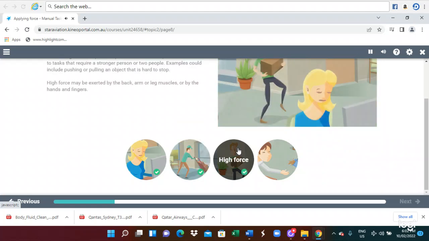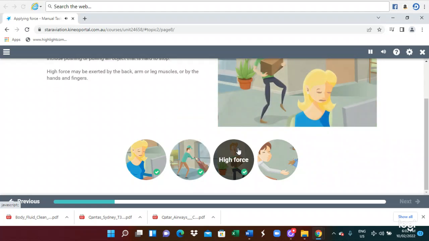High force refers to any task that a worker describes as very physically demanding or that requires help due to the effort required. It also refers to tasks that require a stronger person or two people.